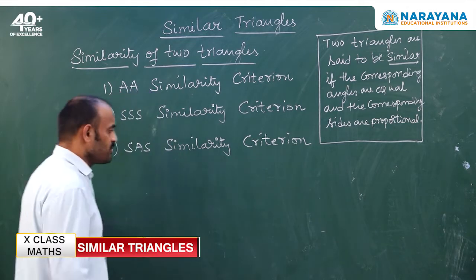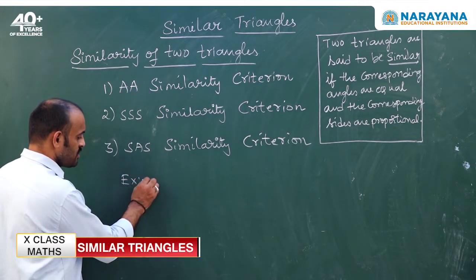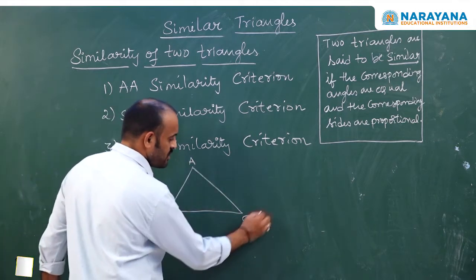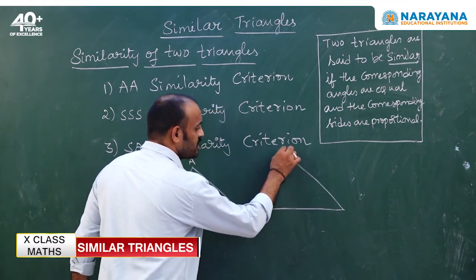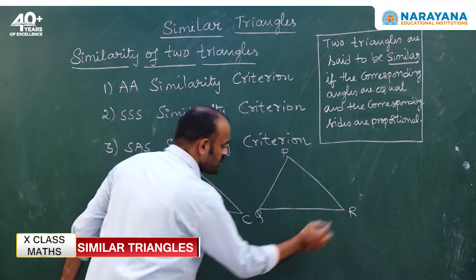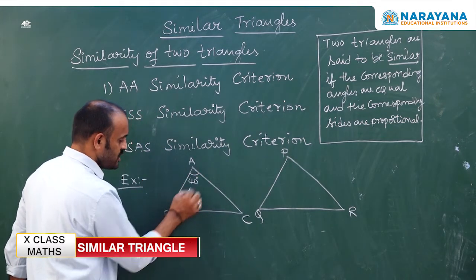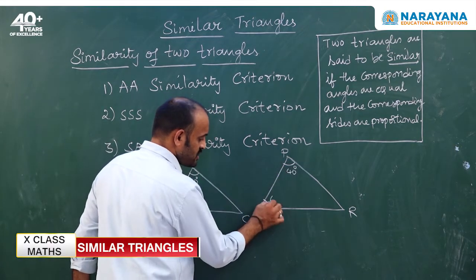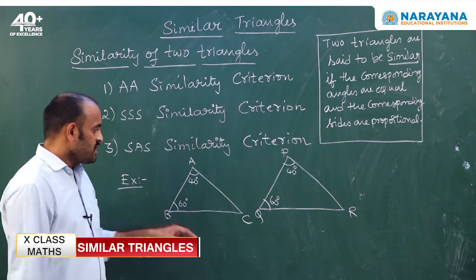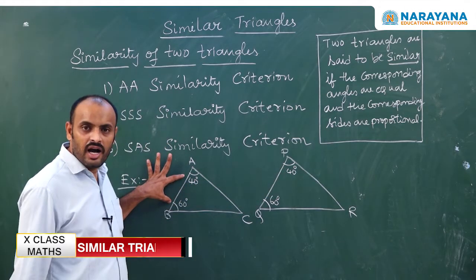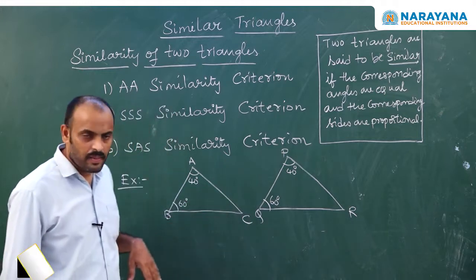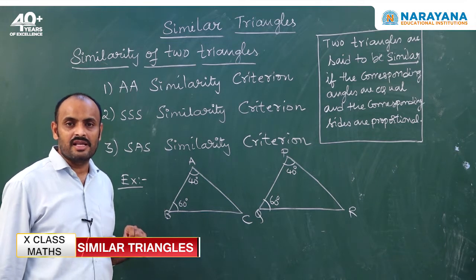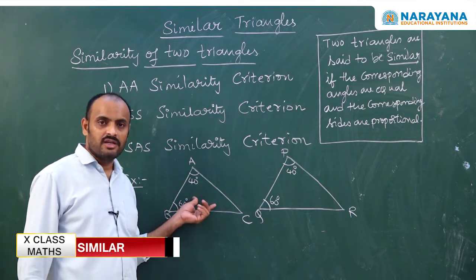Let us see the example. We have given triangle ABC and let us consider another triangle PQR. Angle A is given as 40 degrees, angle B is given as 60 degrees, angle P is given as 40 degrees, angle Q is given as 60 degrees. See that two angles of first triangle are equal to two angles of second triangle. In any triangle, sum of three angles is 180 degrees. That is the angle sum property of the interior angles of the triangle.